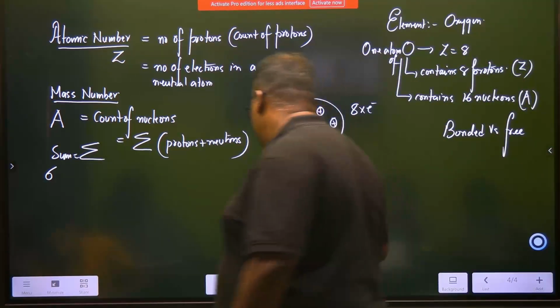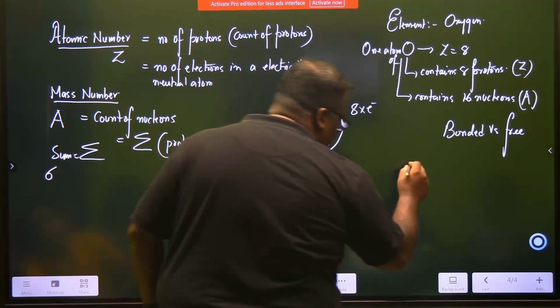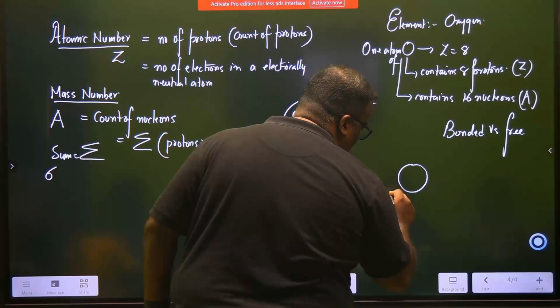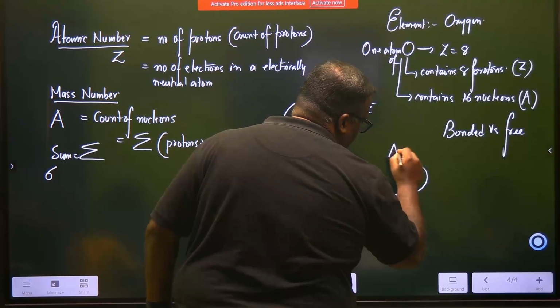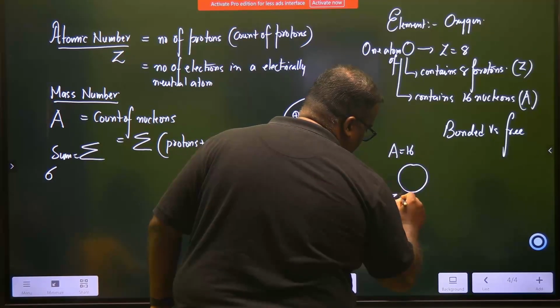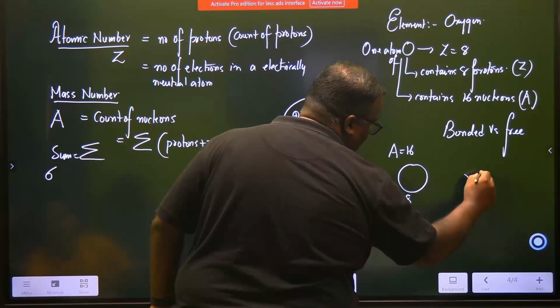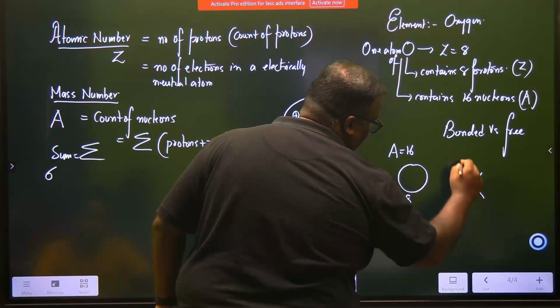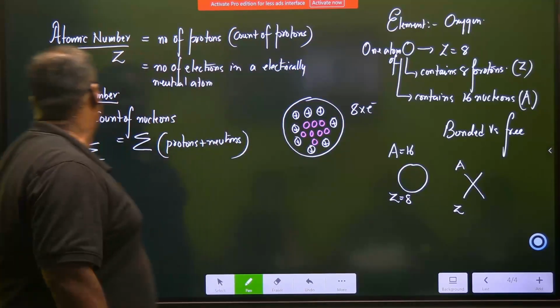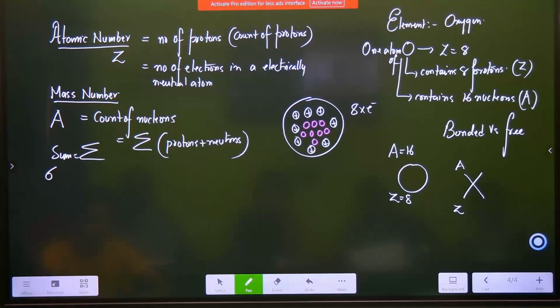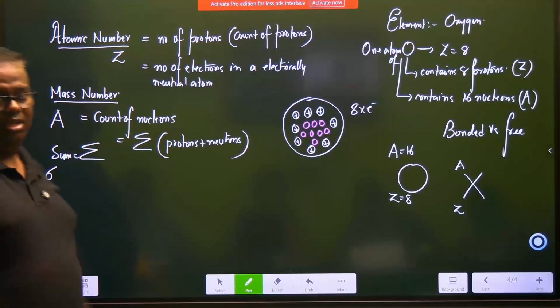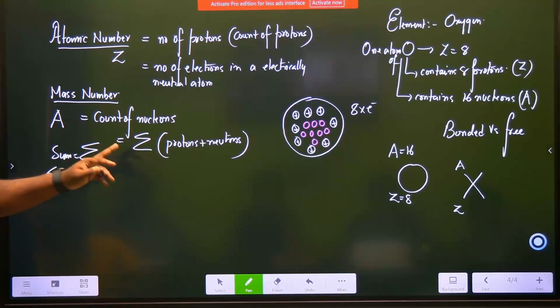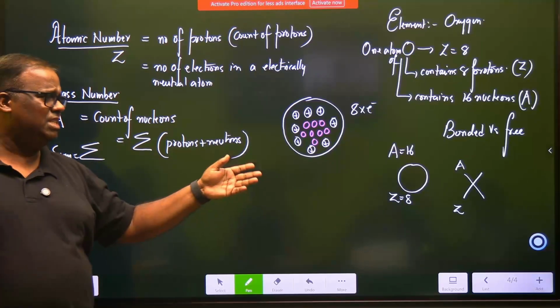Time for us to dress up oxygen now. Oxygen will be written as O, Z, A. A equal to 16, Z equal to 8. So any element X with a Z and with a A. This is how you represent. Everything will be represented like this, the Z and the A. A stands for mass number. Many people say it is atomic mass.